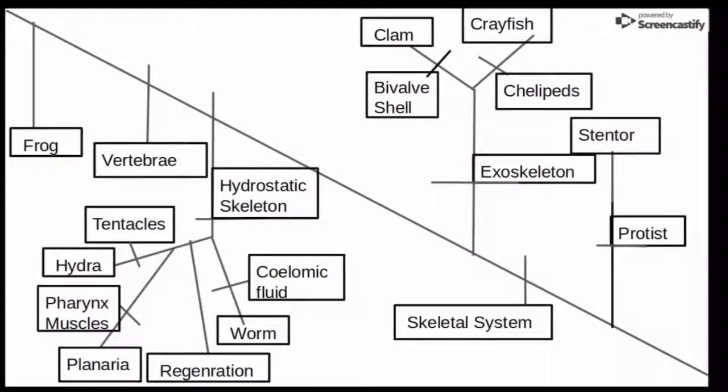Next, we have planaria and hydra branch off because of their ability to regenerate. The planaria is different because of their pharynx muscles, and the hydra is different because of its tentacles. Next, we have the vertebrae. The only organism that has a vertebrae is the frog, so the frog is the farthest away from the common ancestor.